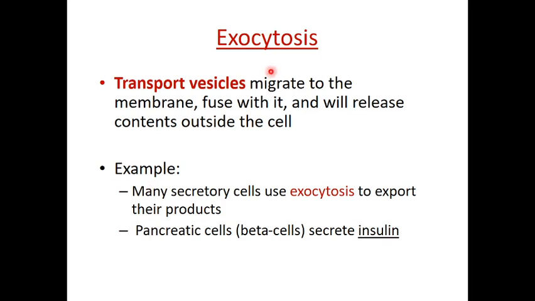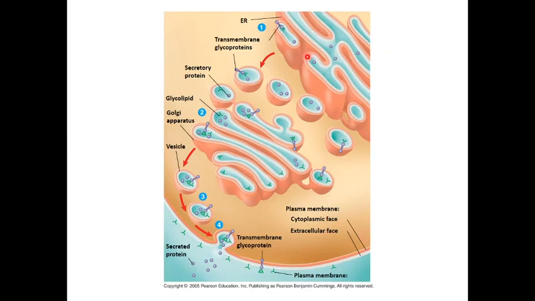Okay, there are specific phenomena that exist. See, exocytosis. What is this exocytosis? You just remember exporting. In exocytosis, the vesicles formed migrate to the cell membrane, fuse with it and release the content outside the cell. That means sending out those contents from the cell is exocytosis. Many secretory cells use exocytosis to export their products, like pancreatic cells. Insulin, the hormone which is released from the pancreatic beta cells, is secreted in that process. If you just observe this diagram, you can understand that.